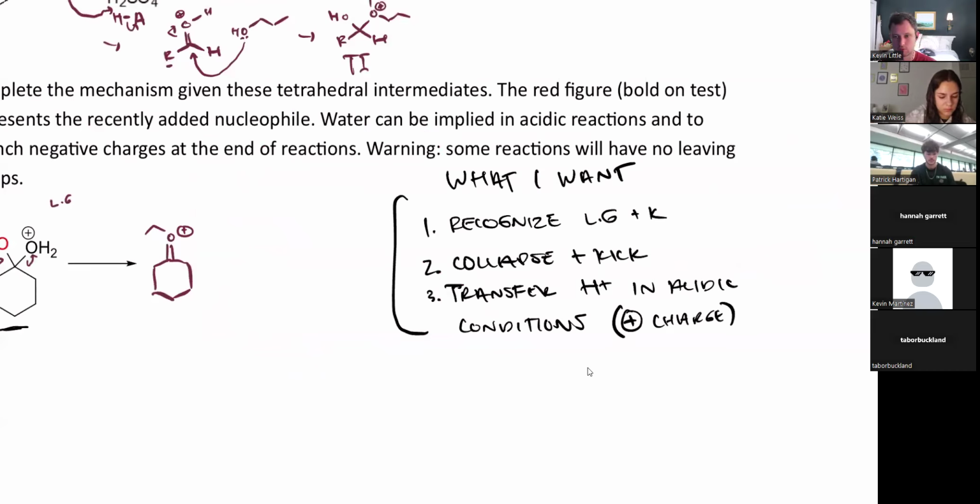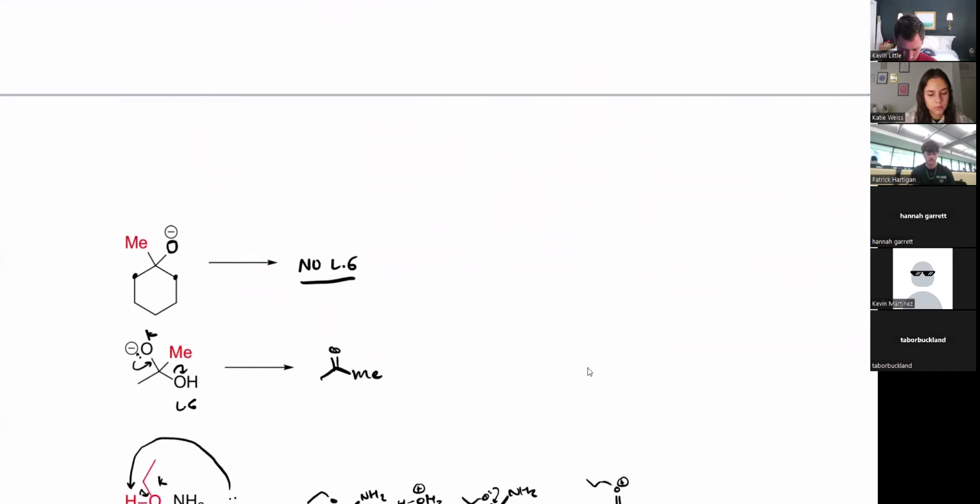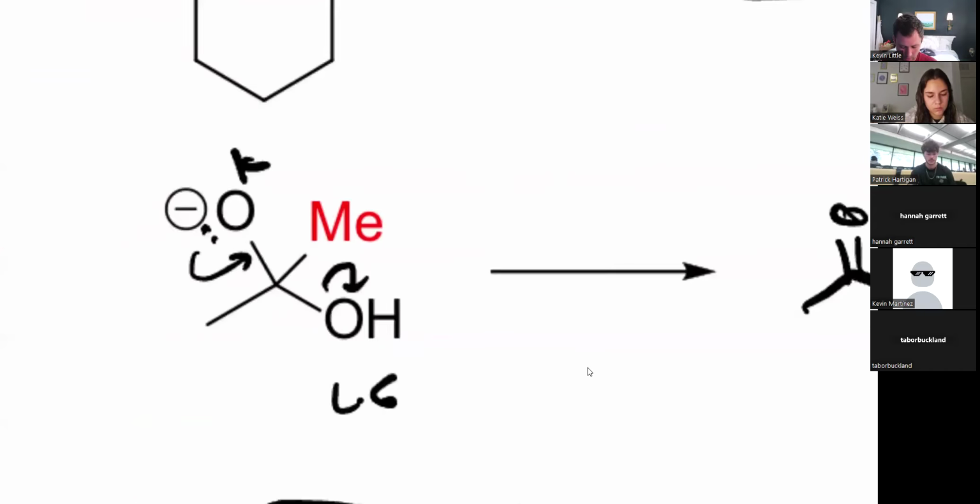Means that there's a plus charge around. There's an extra proton that can be transferred from one place to the other. Notice here, I don't have an extra proton to move anywhere. There's nothing that could give that leaving group an extra proton without making something else negative, so there's nothing to do here.